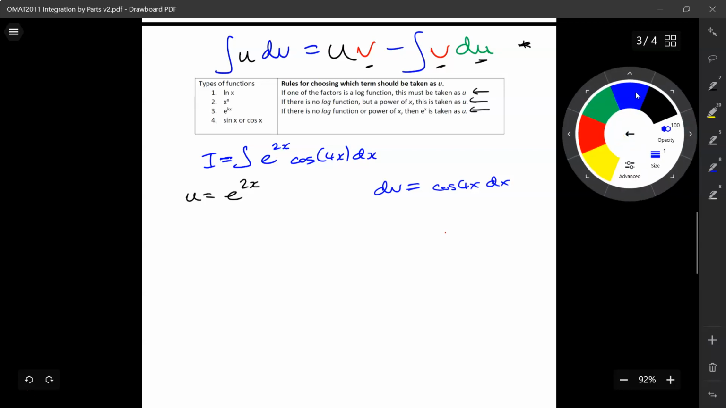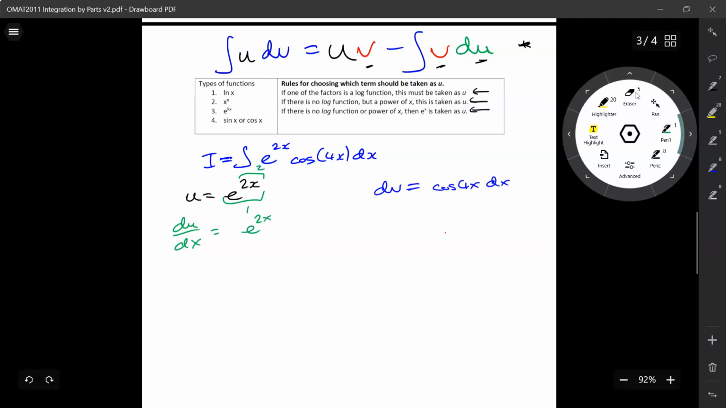So we run through the process where I differentiate the left-hand side. So du/dx, by the chain rule, is equal to exponential 2x for the outer function, and for the inner function, the derivative of 2x is 2, so I can put that in front. On this side, if I integrate both sides, cosine 4x dx, the integral of dv gives me v. And the integral of cosine 4x is sine 4x divided by the coefficient of x, which is 4. So I have all the values I need to plug in.